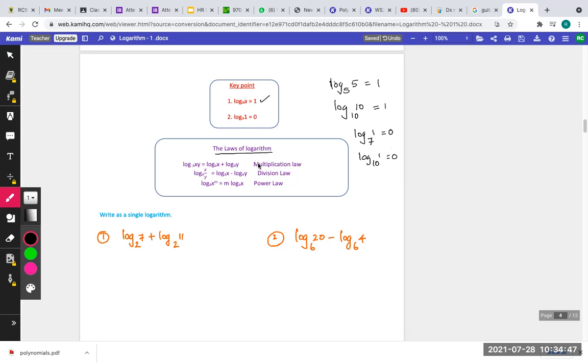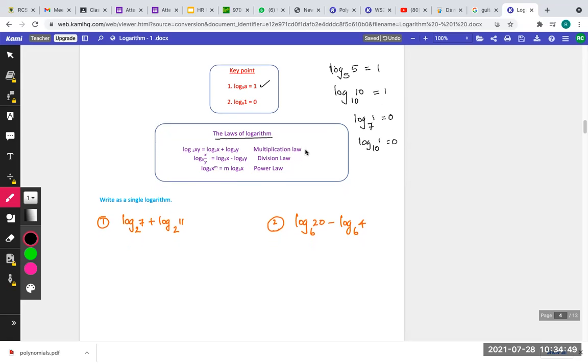How many laws are there? There are 3 laws, namely multiplication, division, and power law. Well, in multiplication, if you are multiplying 2 numbers and taking the log of that with a base, you could split it as separate numbers and you add the log of both. Meaning log xy to the base a equals log x to the base a plus log y to the base a. Right? That is multiplication law.